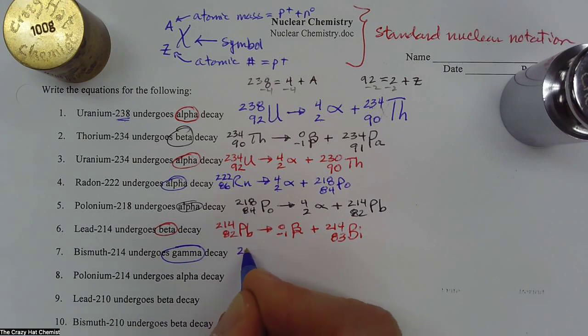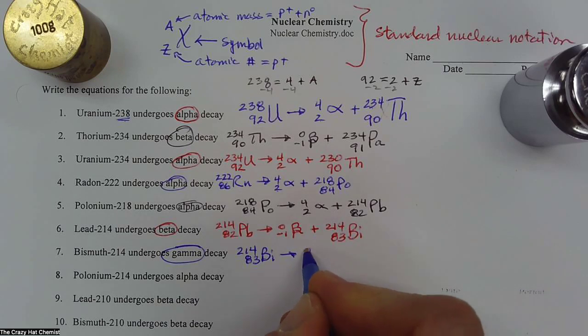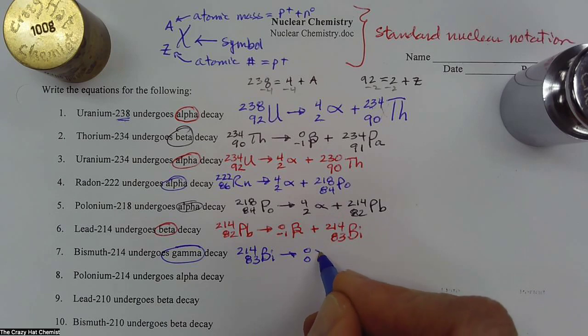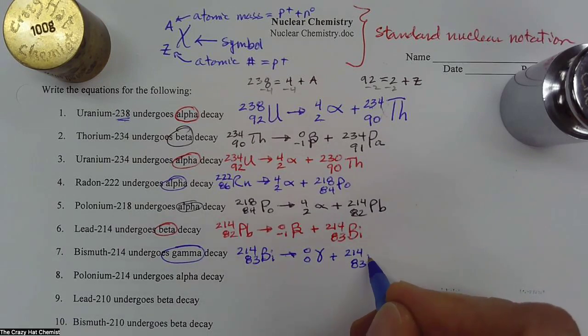So I got 214, I got 83, and I got Bi for bismuth. There's an arrow. Okay, and now I got gamma decay. Gamma decay, you need to know the numbers, have memorized them. They're a 0 and a 0. And imagine it's like that fish that's swimming down. Plus, this is the easiest one to do mathematically, hopefully, obviously, and that would be 214 is equal to 0 plus what number? That's 214. 83 is equal to 0 plus what number? That's 83. You don't need to look this up on the periodic table because it is bismuth.